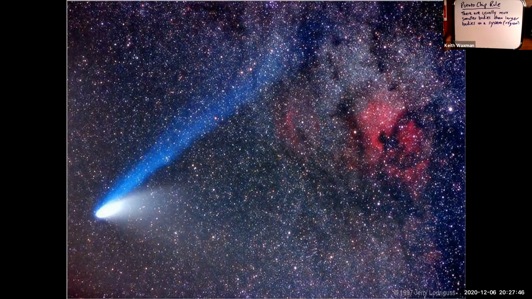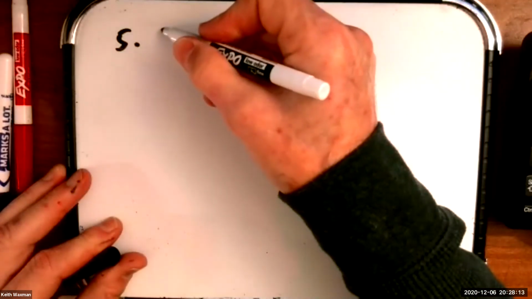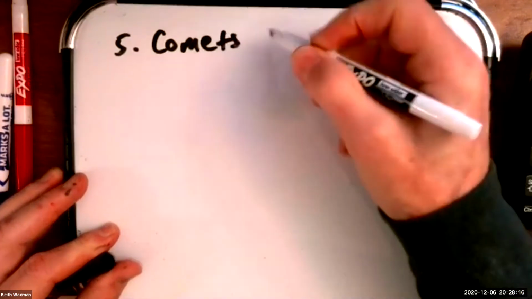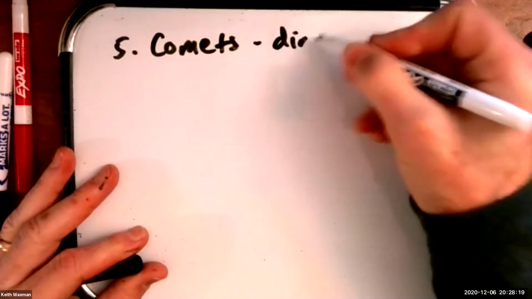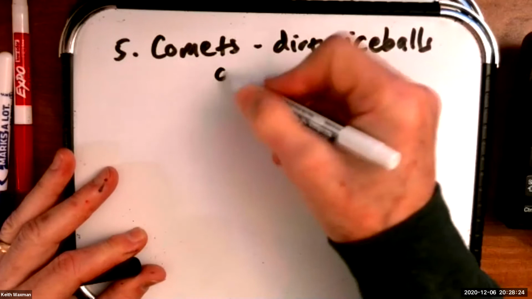So we've got to talk about what these comets are. What is a comet? A comet is different than an asteroid, different than a minor planet, in one particular way. It's small, like most minor planets, but it's made mostly of ice. So let's take a look at this. Number 5 in the solar system, for members of the solar system: comets. And comets are dirty ice balls orbiting a star.